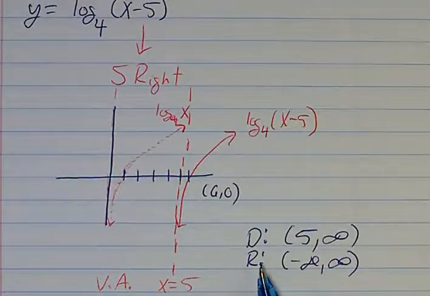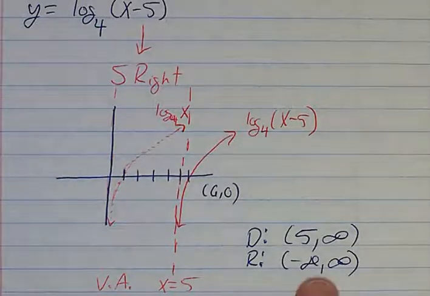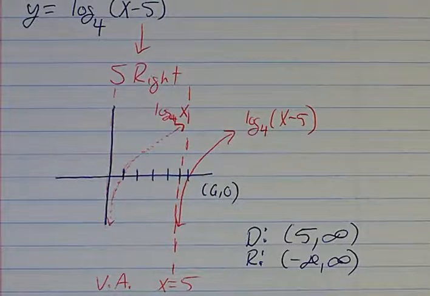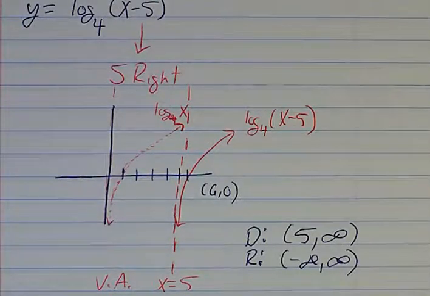You know, when we did the exponential functions, the domain never changed. It was always the same. So because we're flipping it, now the range never changes. It's always negative infinity to infinity. All right, 2 more graphs and then we're done.